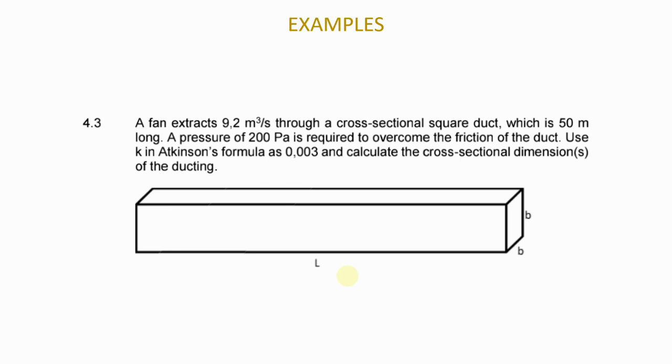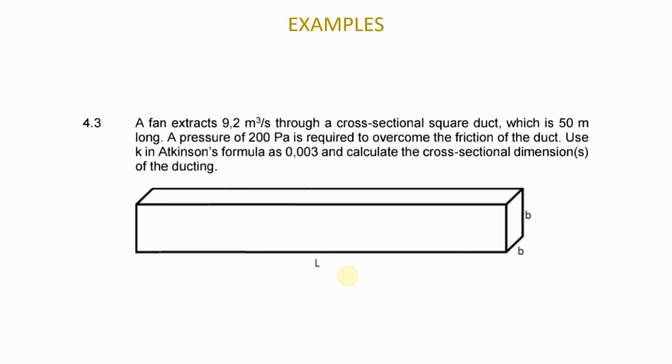That is what we refer to as frictional resistance, P. It's the pressure to overcome the friction. It's 200 pascals in this question. They said use K in Atkinson's formula as 0.003. That's the value for K. And then they say calculate the cross-sectional dimensions of the ducting.